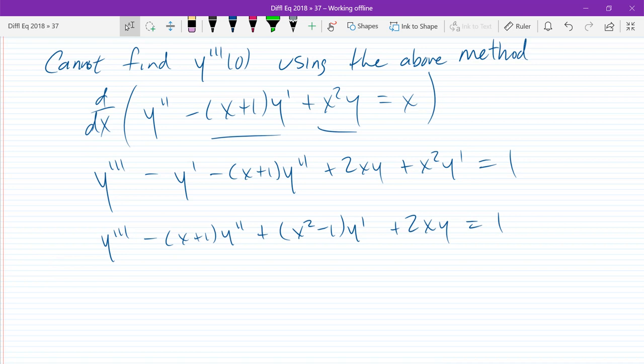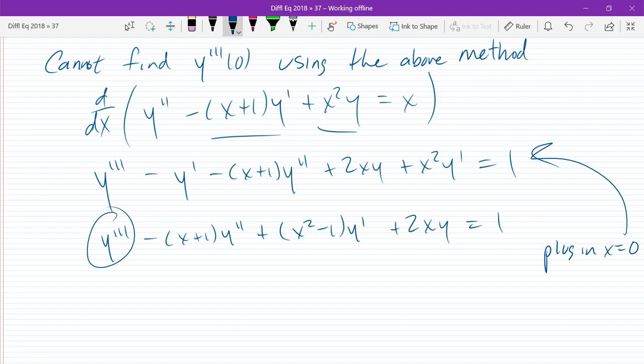So now all we're going to do is plug in x equals 0. And we basically know everything except y triple prime of 0. So we're going to plug in 0 now. What happens if I plugged in x equals 0 before I took my derivative? What would I get? What happens if you put a value in for x and then take a derivative? You'll get 0 equals 0. So don't do that. You already knew 0 equals 0. So don't plug in the constant value and then take the derivative.